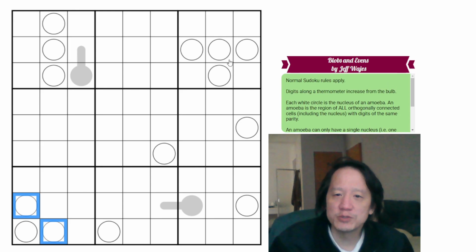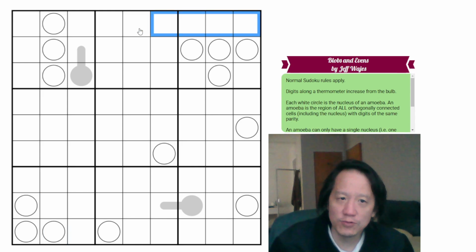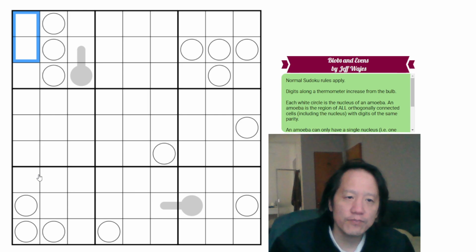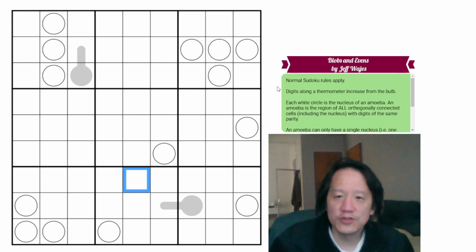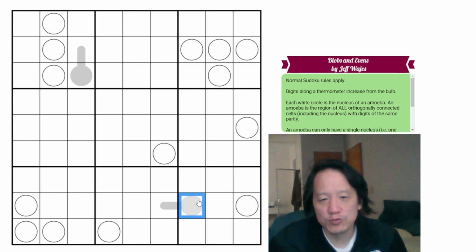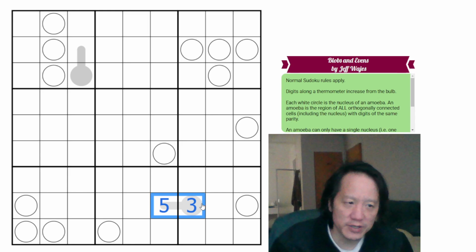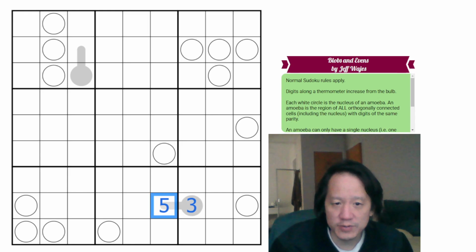Normal Sudoku rules apply, which means place the digits 1 through 9 once each in every row, column, and box. Digits along a thermometer increase from the bulb. So, for example, if this were a 3, this could be a 5, and that would be a valid thermometer because it increases from the bulb to the tip.